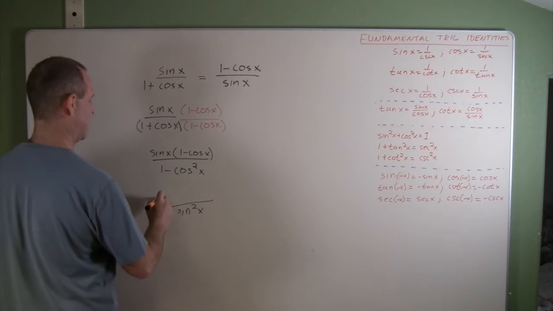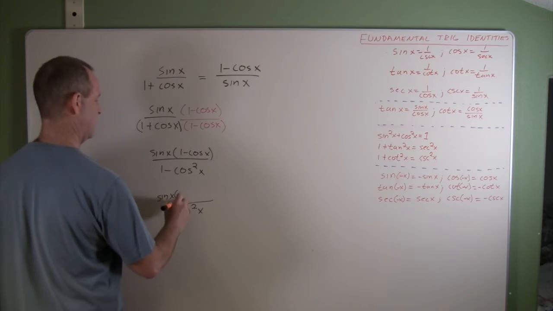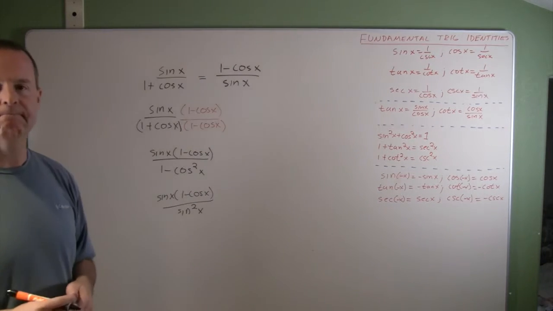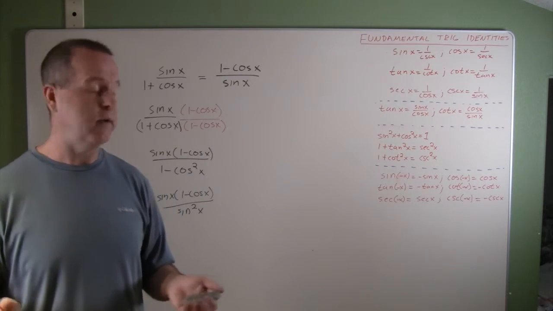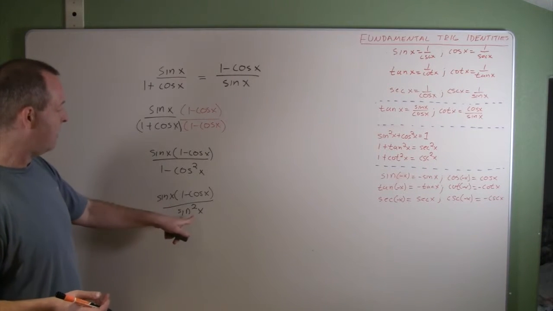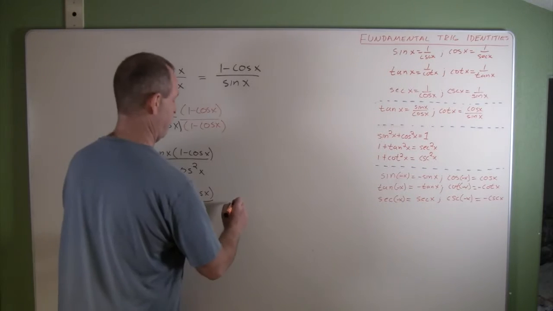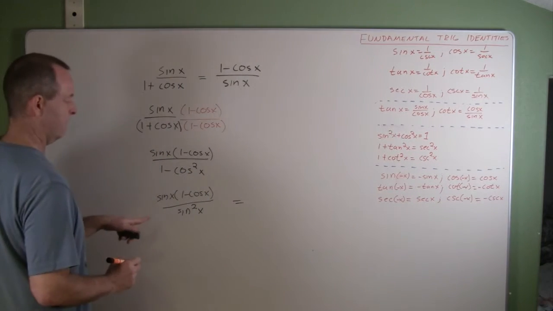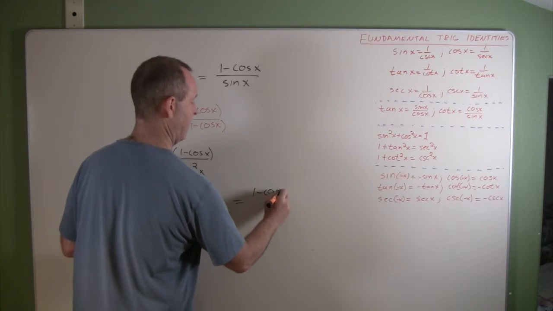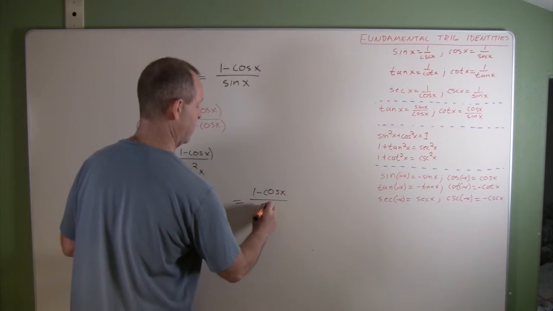And on top I have sine of x times 1 minus cosine of x. Looks like what I'm able to do is eliminate one sine of x on the top and one on the bottom. And then I'm left with 1 minus the cosine of x all over just 1 sine of x.